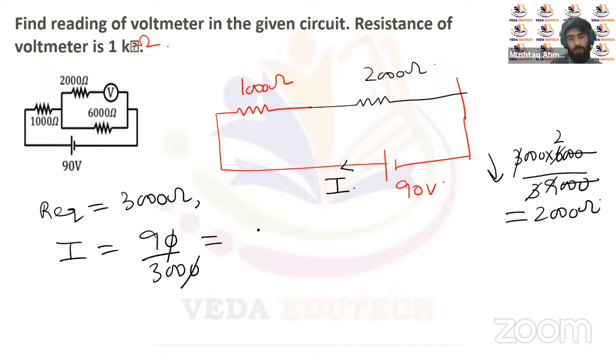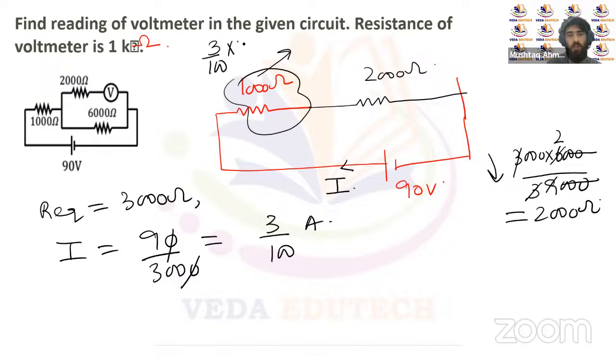The current through this circuit will be 90 upon 3000, which is 3 upon 100 ampere. So the potential drop across this 1000 ohm will be 3 upon 100 multiplied by 1000, which is equal to 30 volts. So we'll be left with 60 volts.